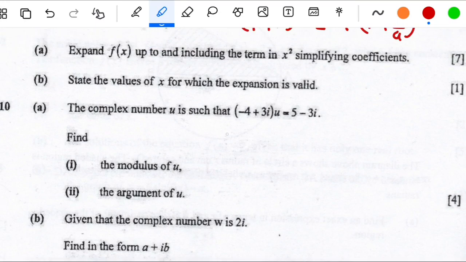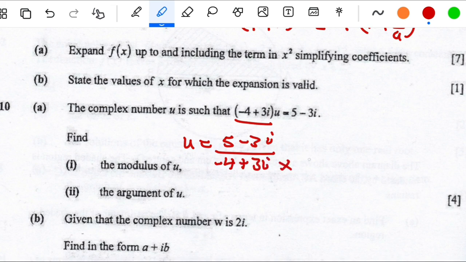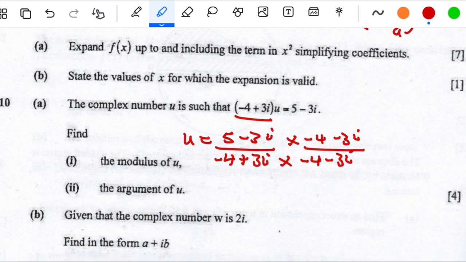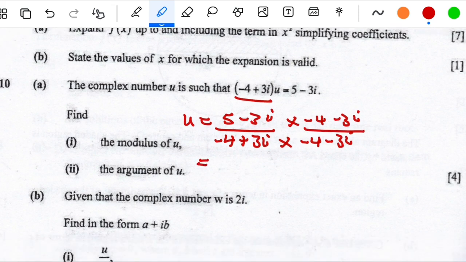So the approach here is to divide both sides by this one and remain with u equals (5 - 3i) over (-4 + 3i). Then you rationalize by multiplying by (-4 - 3i) over (-4 - 3i). Okay, then after rationalizing, you're going to get your u as -29/25 - 3/25 i.